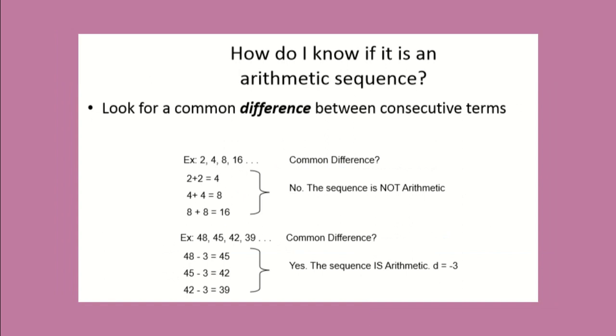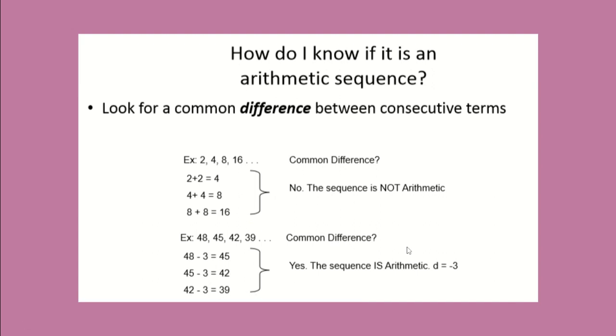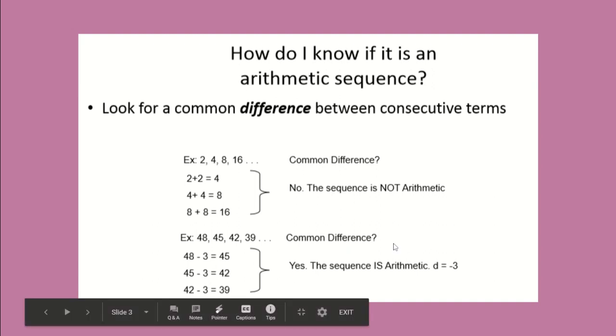How do you know if it is an arithmetic sequence? Like I just said, it will have to have a common difference, so it has to be adding or subtracting by the same number each time. So this first one is not, because 2 to 4 is going up by 2, but from 4 to 8 it's going up by 4. So basically we're doubling or multiplying, so that's why this first one is not an arithmetic sequence. It is not addition. And the second one is because we are adding -3 or subtracting 3 each time from each term.